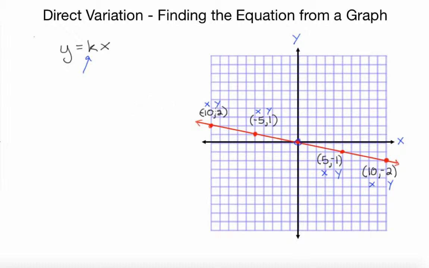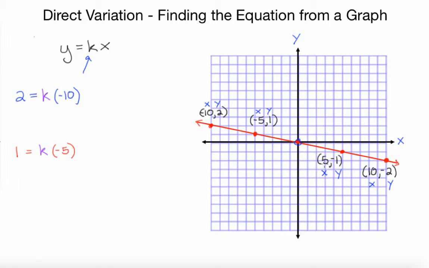So the first one, if x is negative 10, y should be 2. So y is 2 equals, I'm going to leave my value for k as purple, times x, and x is negative 10. All right, let's take a look at the second one. If x is negative 5, y is 1. So y is 1 equals, I'm still solving for k, but my value for x is negative 5.